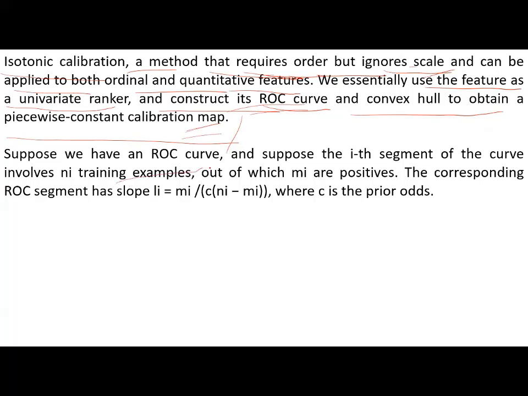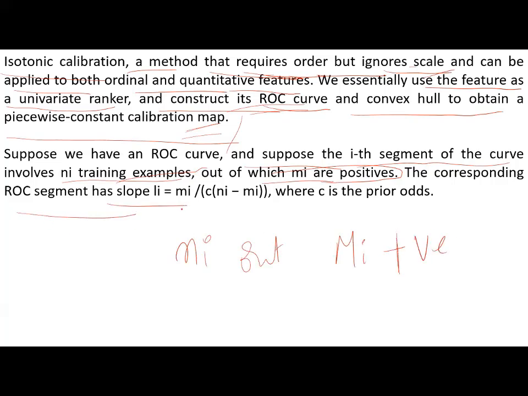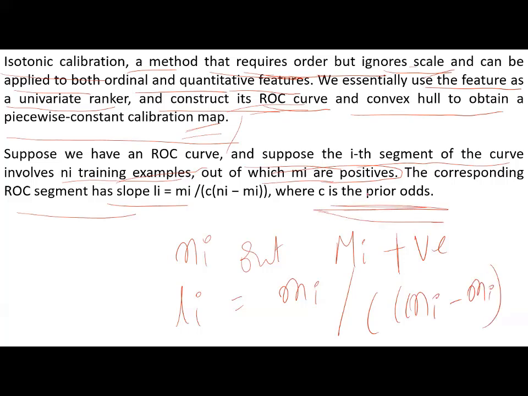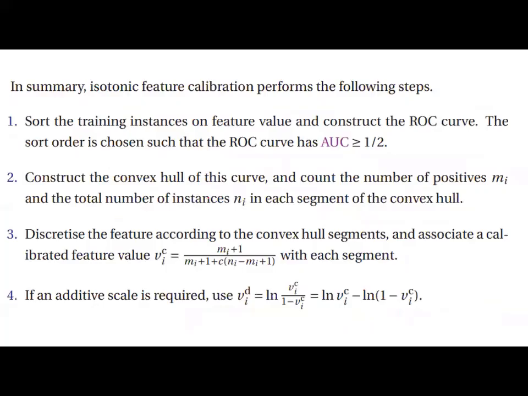Suppose we have an ROC curve and suppose that the ith segment of the curve involves Ni training examples out of which Mi are positives. The corresponding ROC segment has a slope Li equal to Mi by c times (Ni minus Mi), where c is the prior odds. So this is called isotonic calibration.